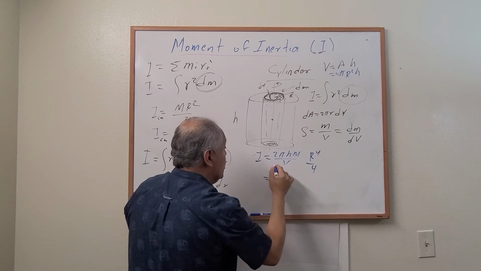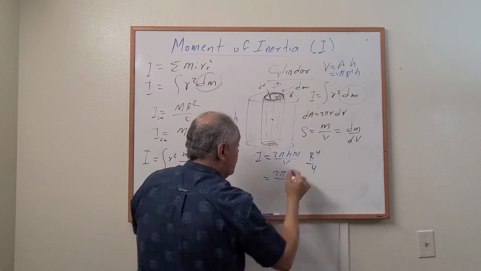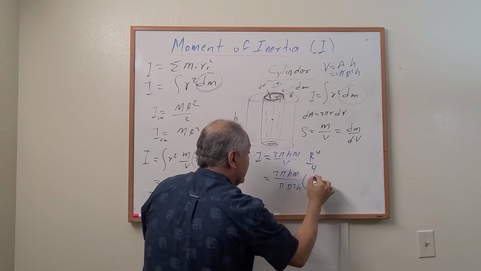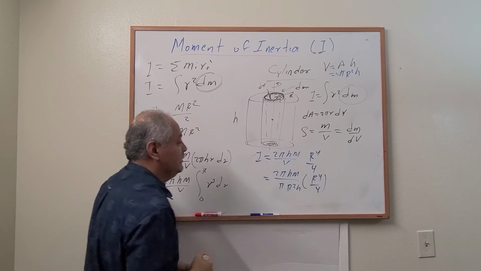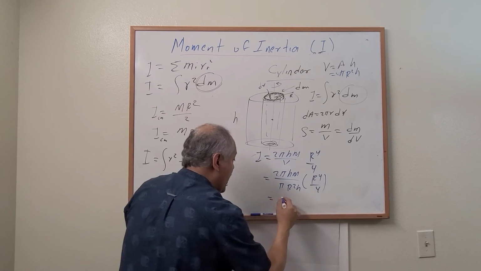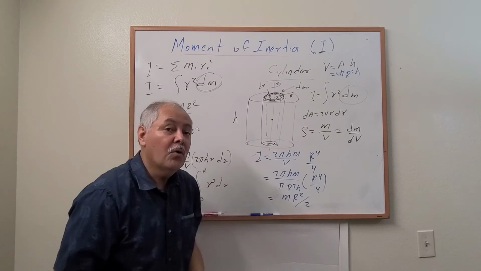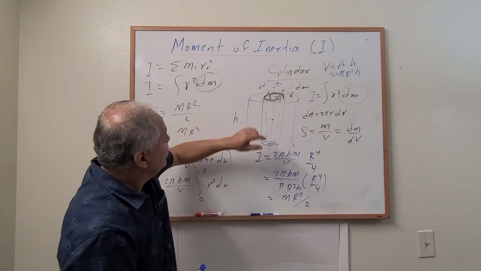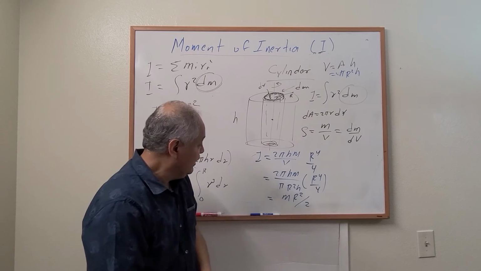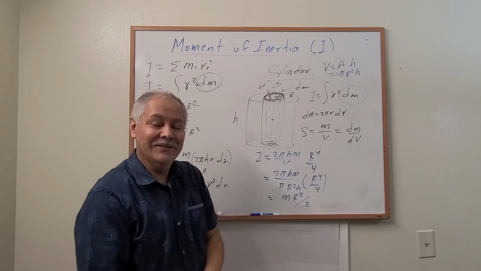It's equal to 2 pi h m over volume, which is pi r squared times h times r to the 4th divided by 4. Correct? So as you can see from here, this is equal to m r squared divided by 2, which is the same as for the disk. So the moment of inertia through the center of mass of a cylinder is equal to m r squared divided by 2, which is the same as for the disk.